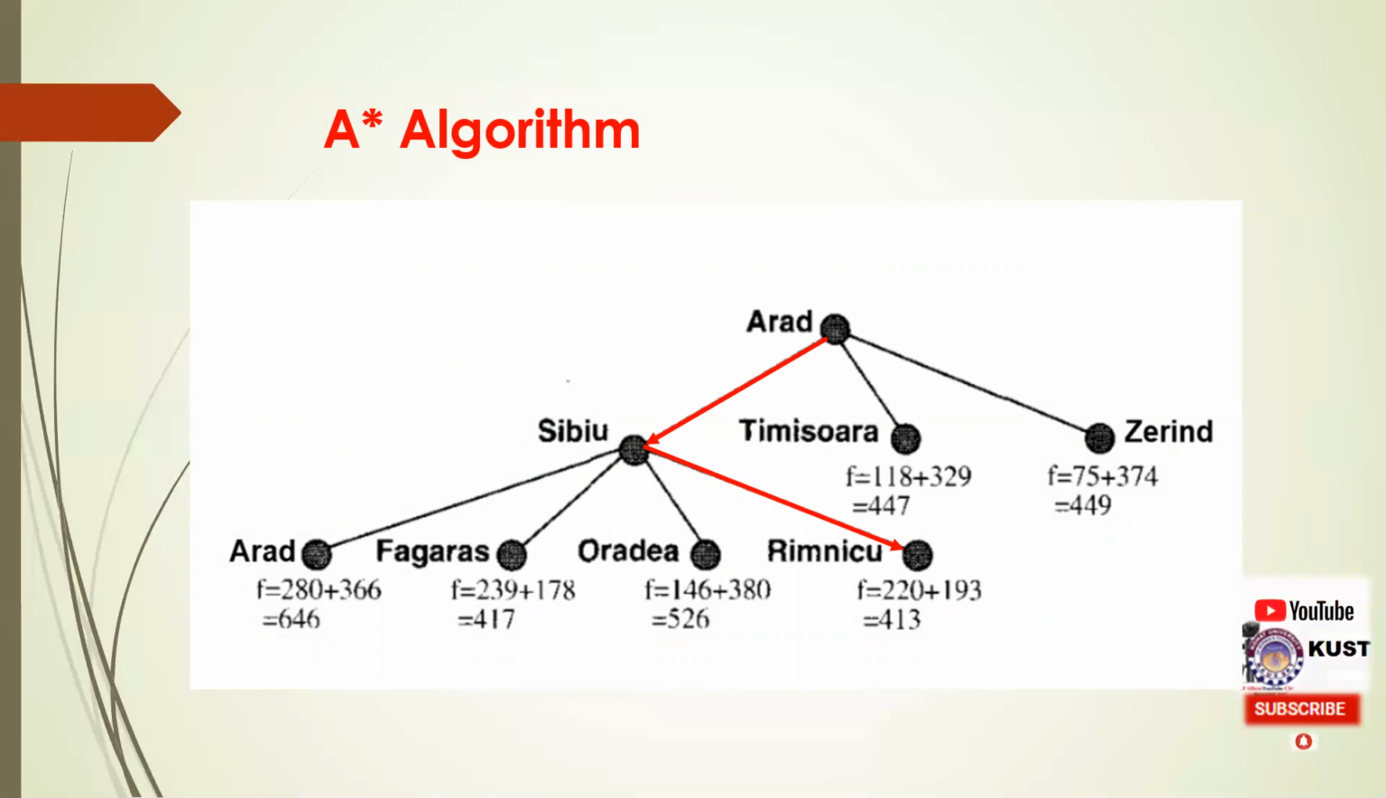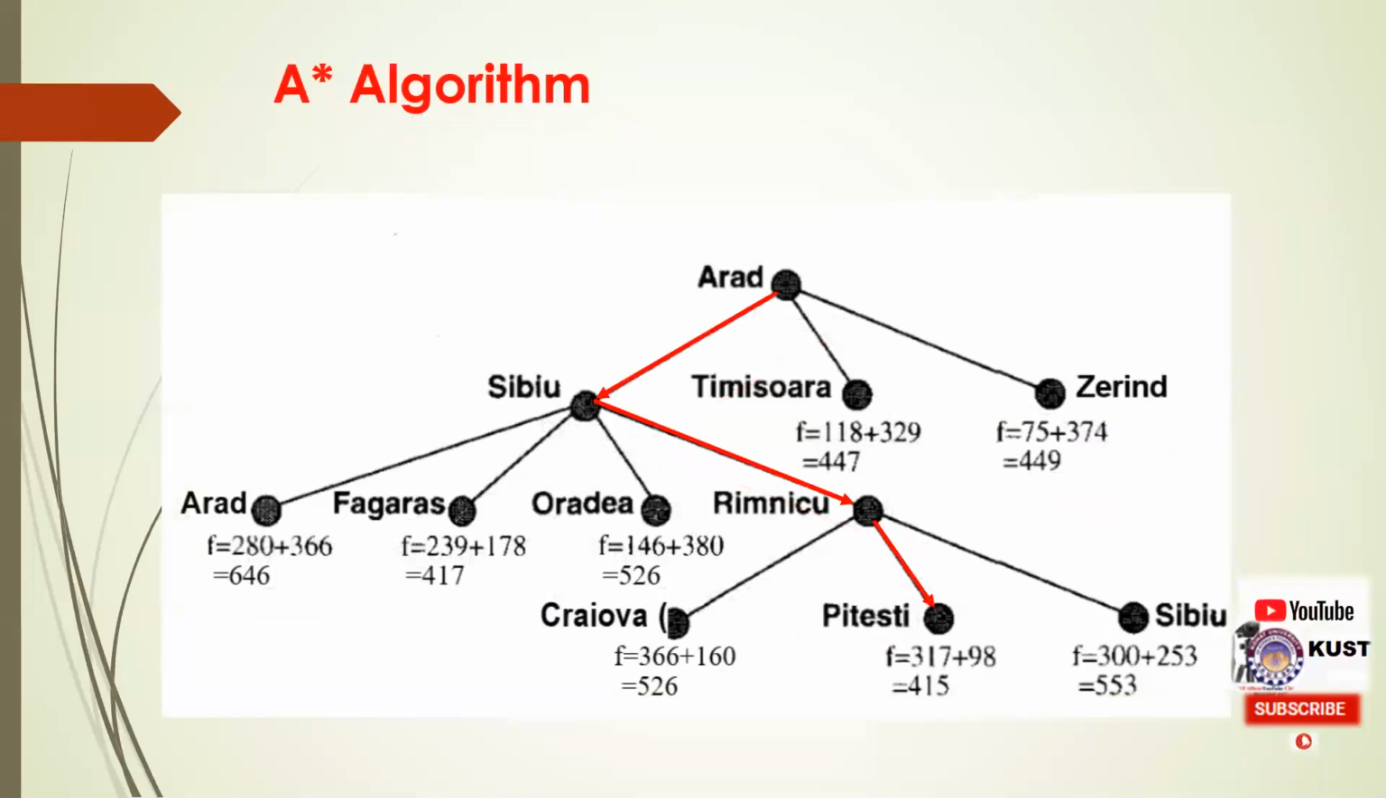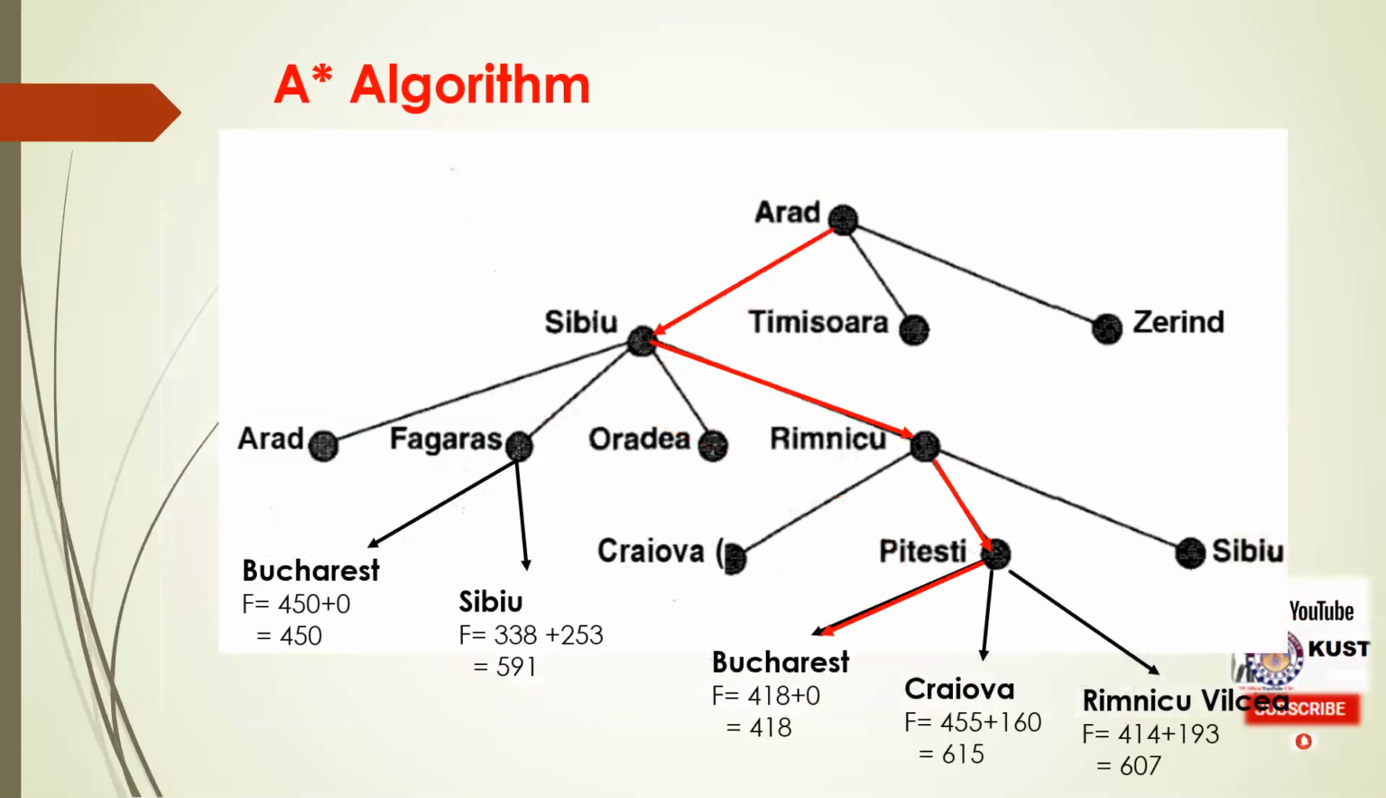In the priority queue of Sibiu, Rimnicu Vilcea is on the top, and so it will be explored next. From Rimnicu Vilcea, Pitesti is the city which will be explored next, as it has the least evaluation function, and thus reaching Bucharest.